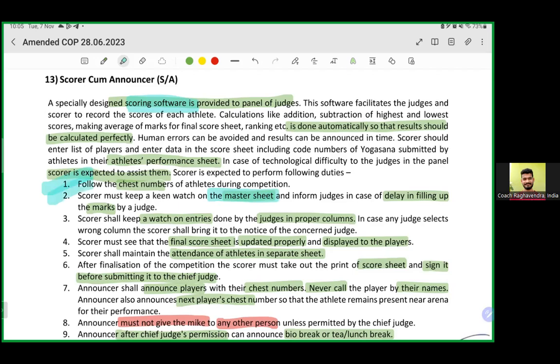Scorers shall keep a watch on entries done by the judges in the proper columns. Let's say what happens if the marks are marked in another column: the particular athlete may get an advantage or a disadvantage. Not only to him, it also affects other athletes. So it is very important to see whether the marks are marked in the proper columns or not. Also need to check that the display is updated properly. Also need to maintain the attendance sheet of the athletes.